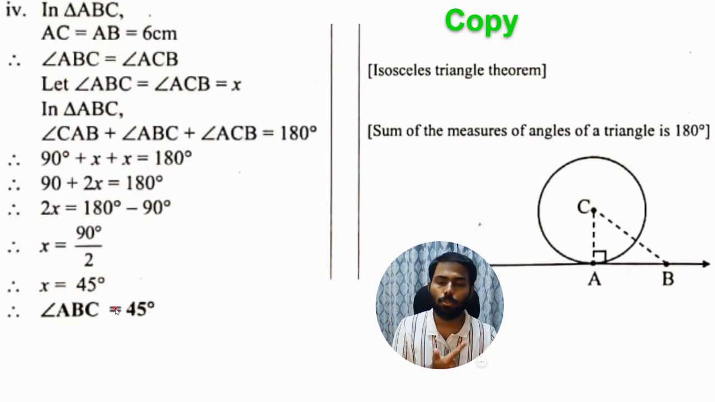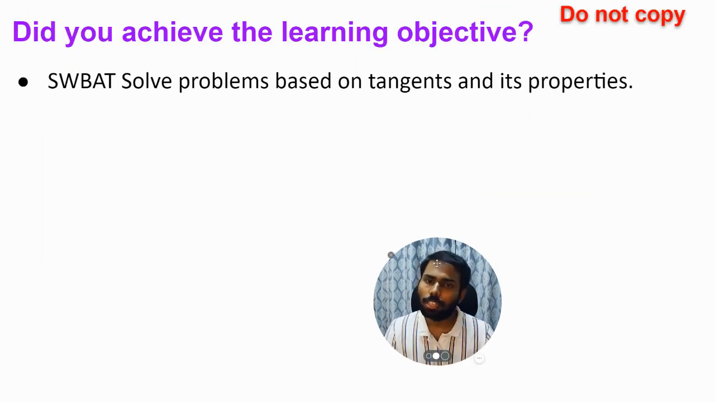The other way to do this is using the property of the 45, 45, 90-degree triangle. Both of them are okay, but make sure you're writing the steps and the reasons very clearly. So angle ABC is 45 degrees. We are also done with the fourth part of sum number 1. So we have completed the entire practice set. That's it for this learning session.